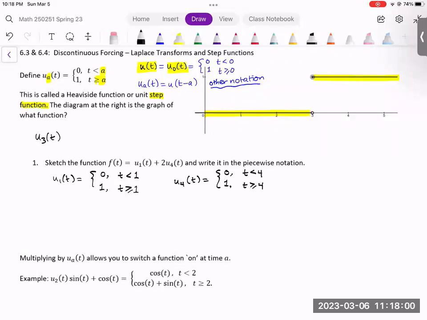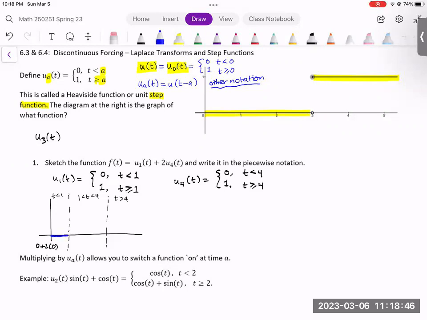We'll sketch first, and then we'll write down our overall function. We're going to think of this in terms of three chunks: when t is less than 1, when t is between 1 and 4, and when t is bigger than 4. When t is less than 1, u_1 of t is equal to 0 and u_4 of t is equal to 0, so we get 0 plus 2 times 0. Our function is just equal to 0.